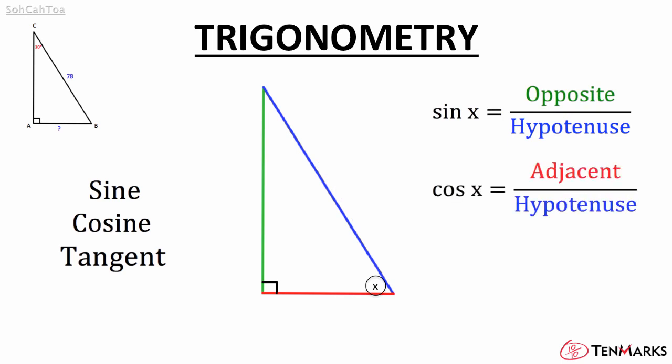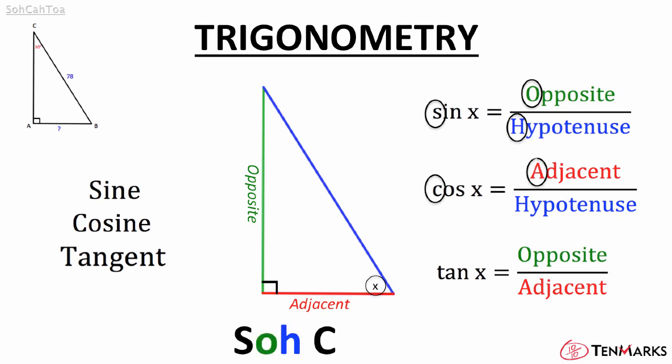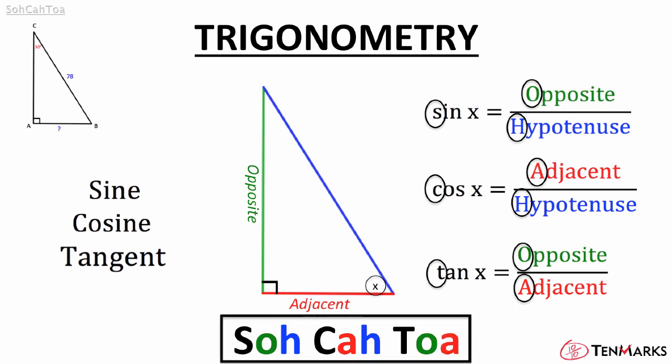The cosine of x is equal to the length of the adjacent side divided by the length of the hypotenuse. And the tangent is equal to the length of the opposite side divided by the length of the adjacent side. If you take the first letter of each word in the equations, you get an important phrase. Soh Cah Toa. Soh Cah Toa can be used to help you remember how to set up these trigonometric ratios.